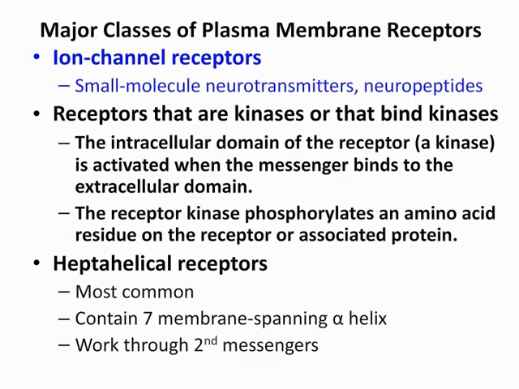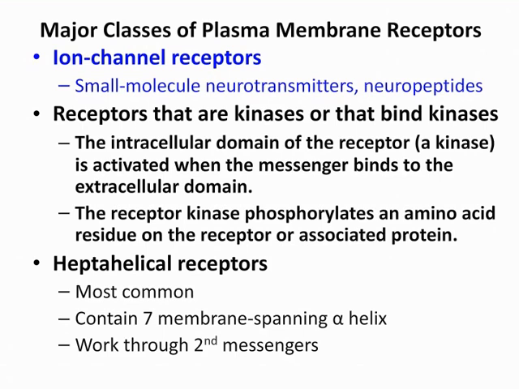So this is learning objective 4, knowing the major classes of the plasma membrane receptors. Here we have 3 different classes of plasma membrane receptors. The first one is ion channel receptors. These are small molecule neurotransmitters. The example that he's going to provide is acetylcholine. We also have receptors that are kinases, or that bind kinases, and then we have heptahelical receptors.